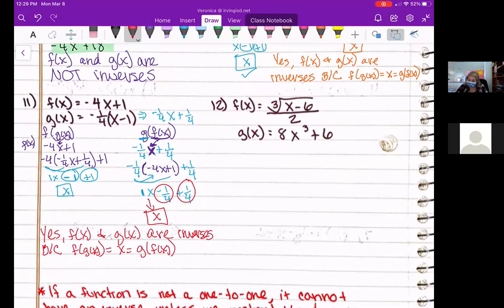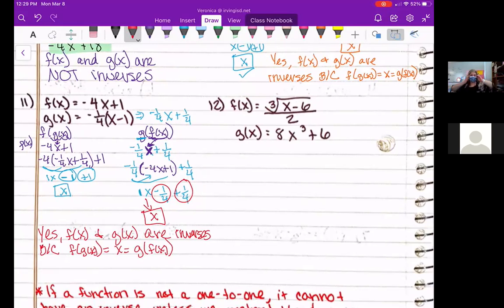Okay, number 12, same thing. So remember, we're going to do this twice, right? So I'm going to grab f and I'm going to plug in g of x inside of it. And then I'm going to grab g and I'm going to plug f of x inside of g. So we're going to have function f composed with g of x, and then we're going to grab function g and compose it with f of x.